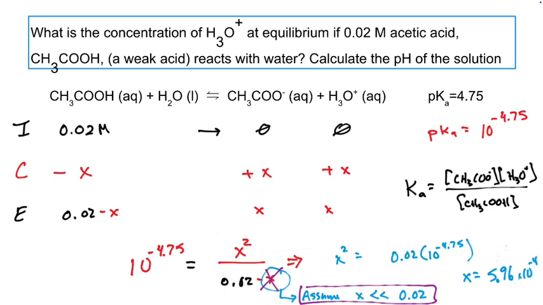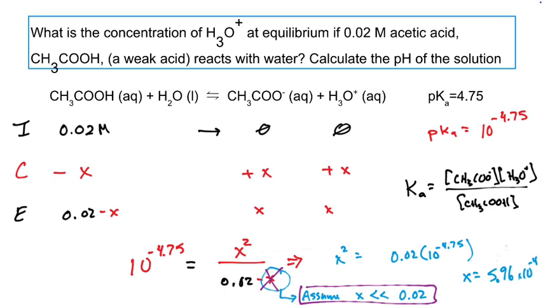What was the question asking for? We did all of this work, but why? I want to know the concentration of H3O plus. What did I say x was? Yes, it was the increase or the decrease. It was the increase of what? H3O plus. So I could say it's plus x, or I could just say 5.96 is the concentration of H plus at equilibrium. That's exactly what I was solving for.